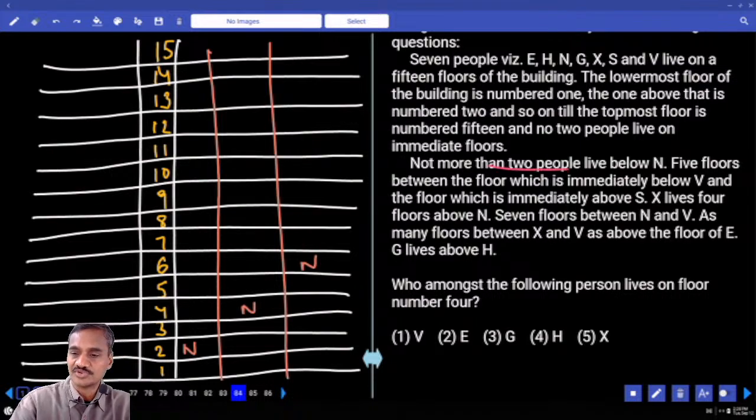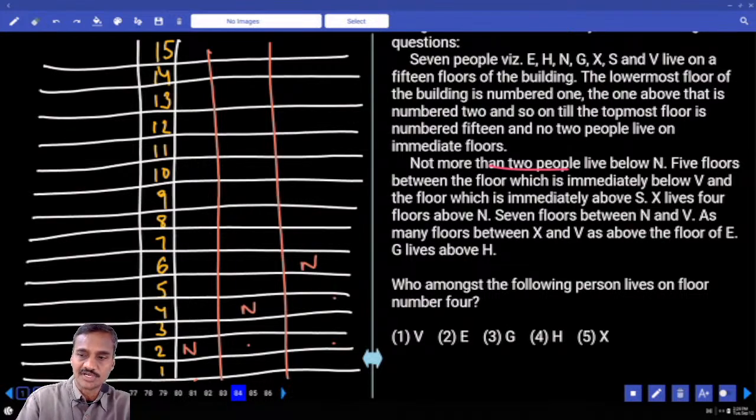Then, not more than 2 people live below n. Now, in this case, there is no person below n. Here, there is 1 person who is staying on the 2nd floor. Here, there are 2 persons who are staying on the 2nd and the 4th floor. And so, altogether, there are 3 possibilities in the case of even. And if it is in the case of odd, again, we need to start in the same order. Then, there are 3 different possibilities.